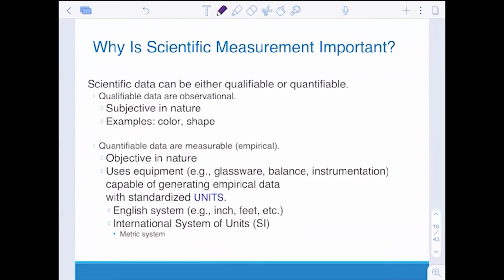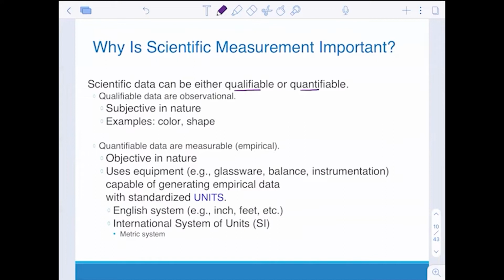But scientific data can either be qualifiable or quantifiable. Qualifiable meaning describing how something happens: color, shape, smell, those are all qualifiable. Qualitative is the same idea there. Quantifiable is what we think of mostly when it comes to chemistry. Not that qualifiable is not valid. They're both very important for us, but quantifiable data is things that we get in the lab most of the time. Quantitative meaning we're measuring or quantifying something about the process itself.